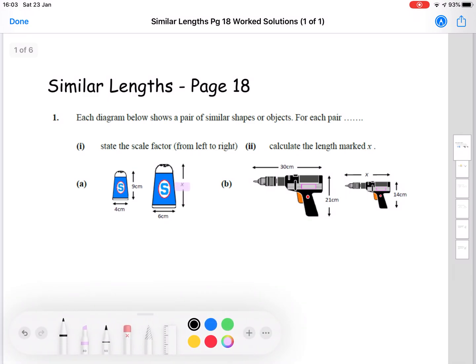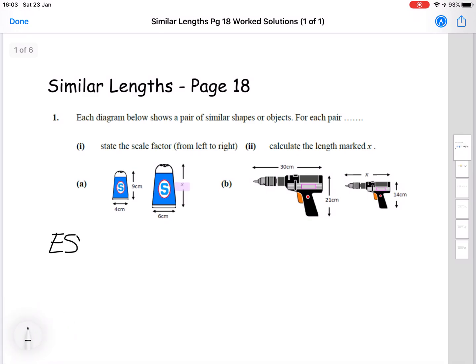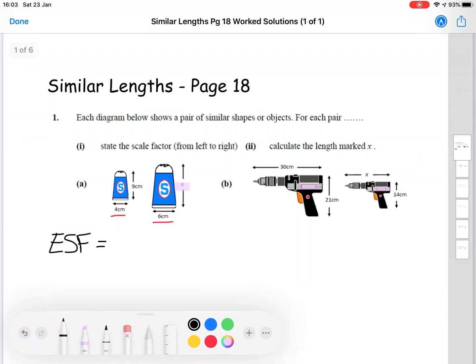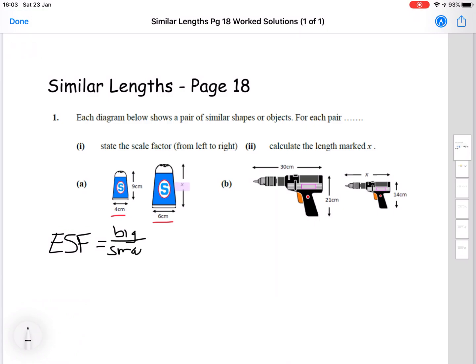Okay, so we would be working out our enlargement scale factor here. The pair of sides that match would be the 6 and the 4. Okay, that's corresponding sides on each one. So for enlargement scale factor, it's the big side over the small side. So we would be doing 6 over 4, which simplifies down to 3 over 2.